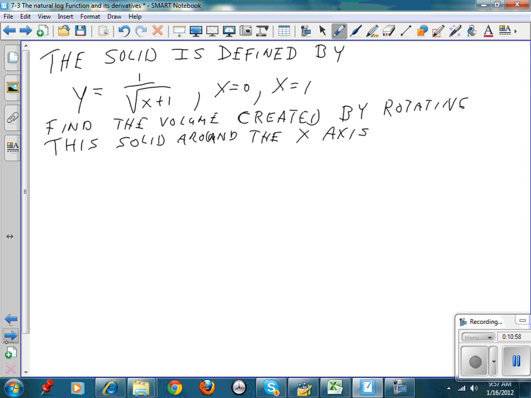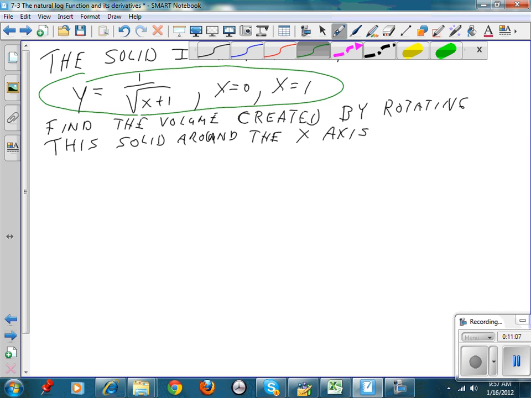Solids of rotation. The solid is defined by what? These. So I've got to draw a picture. First thing I've got to do, let's draw a picture. Maybe I could do this over here. Again, what is the function 1 over x plus 1 equal to? Well, at x equal to 0, that's equal to 1. So 0, 1. And then as x gets bigger, this goes down.